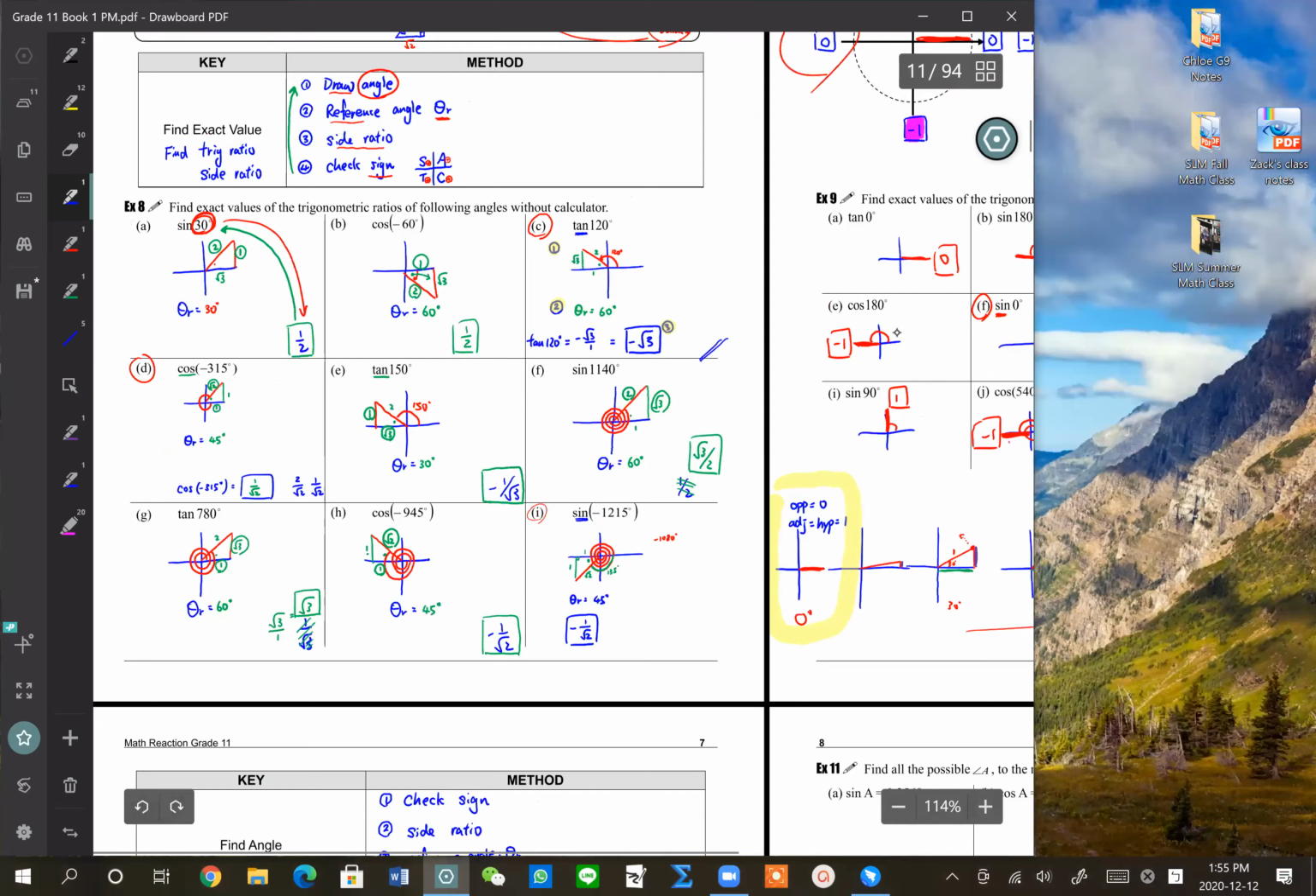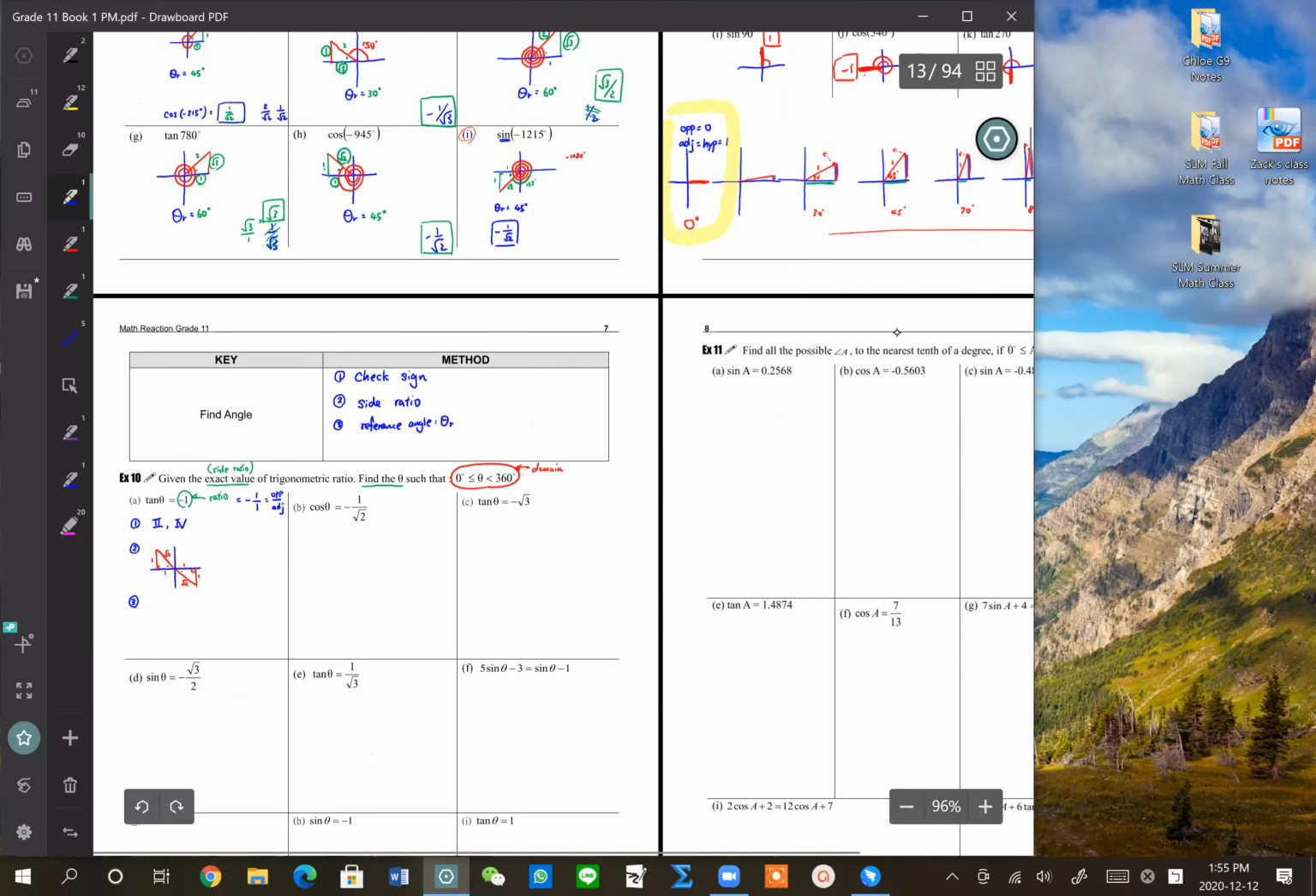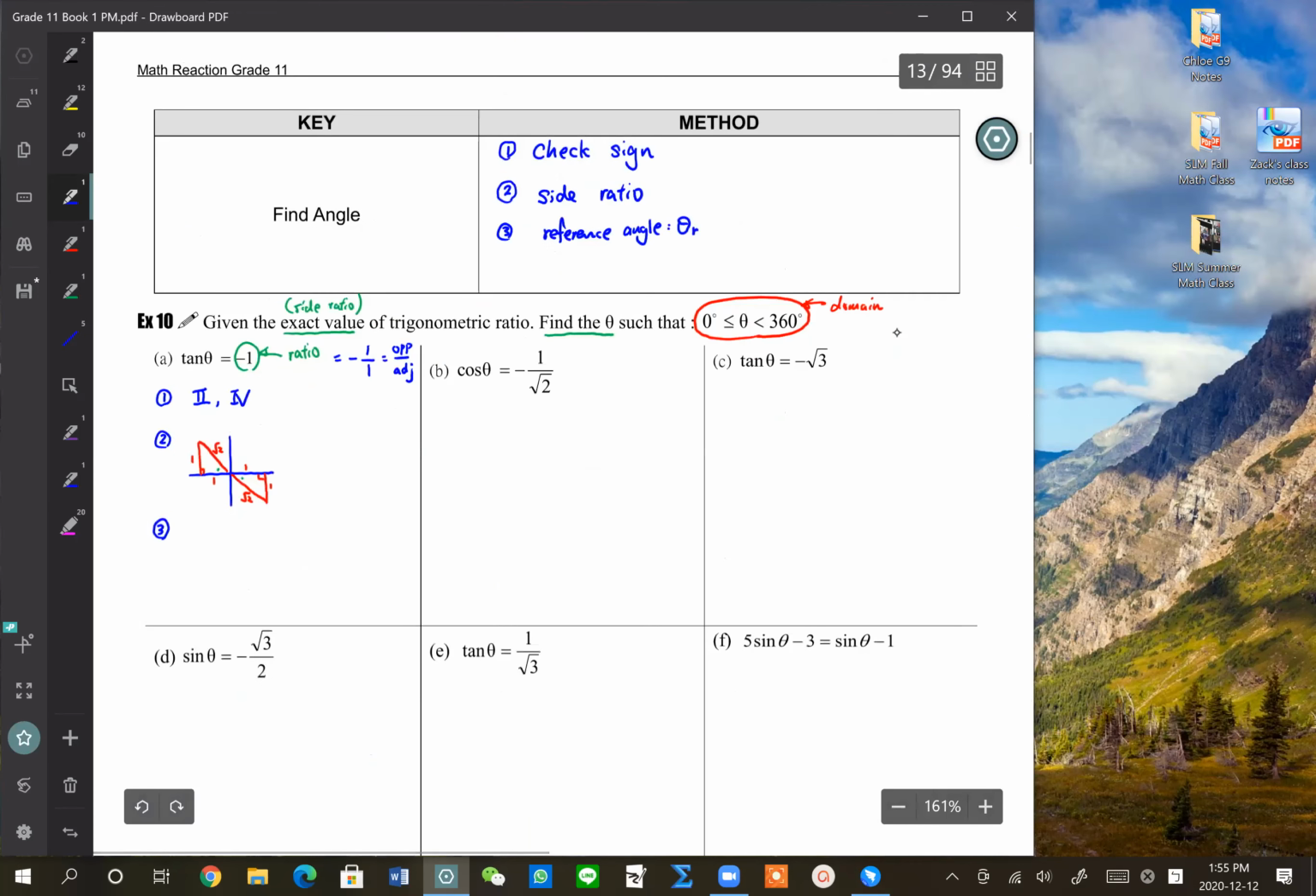So step 3, if you compare the two pages, right? You look from the bottom up, okay? Step 4 was check sign. Now it becomes step 1. Step 3 was check sign, right? Now it's step 2, right? And then step 2 was reference angle. Now it becomes step 3. Go back up, okay? So step 3 is reference angle.